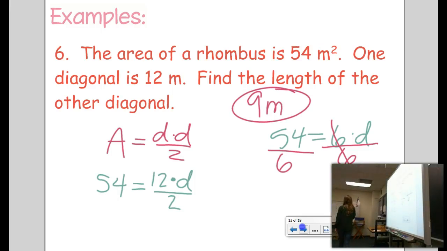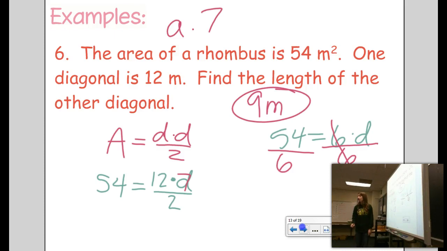What does your test always look like every time? Multiple choice. You take the answer choices and you plug it in. Let's say A, okay, just a second, Megan. Let's say A was 7. How would you plug that in? Instead of D, you would put 7. 12 times 7 divided by 2. Oh, that's not 54. So then you try B. You try C.